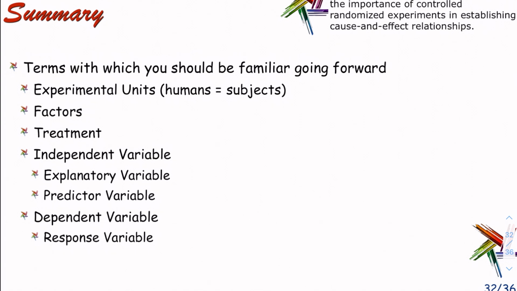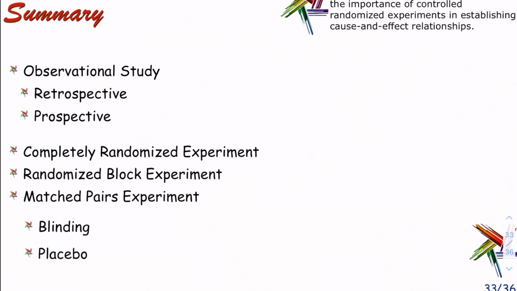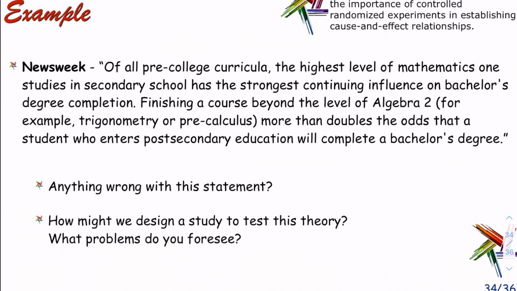and we have our dependent variable or a response variable, our output. We looked at observational studies, whether they are retrospective, looking back in time, or prospective, they're looking at current day and age. We went through the 4 principles of the completely randomized experiment. We highlighted randomized block experiments. We also talked about matched pair experiments with blinding and placebos and the placebo effect.